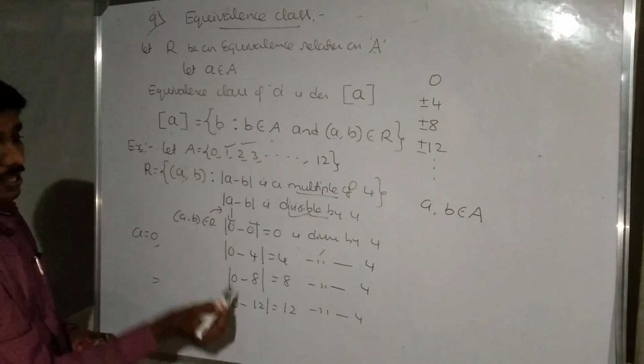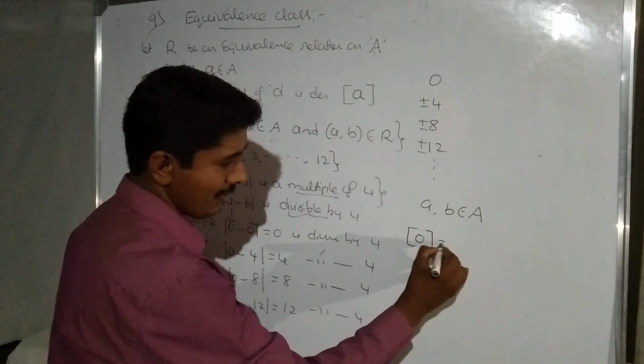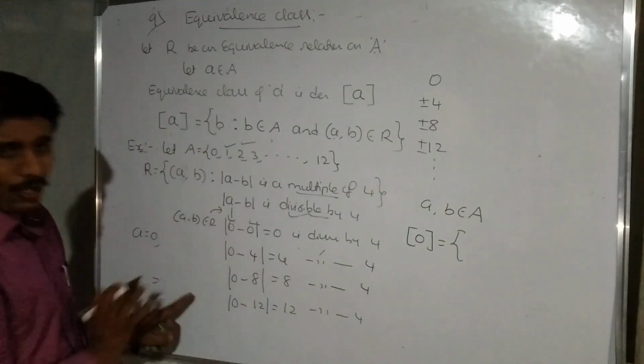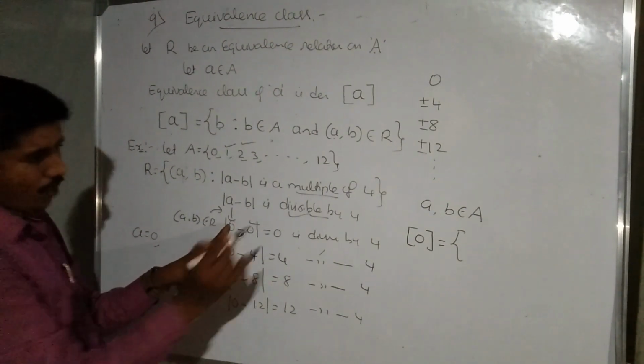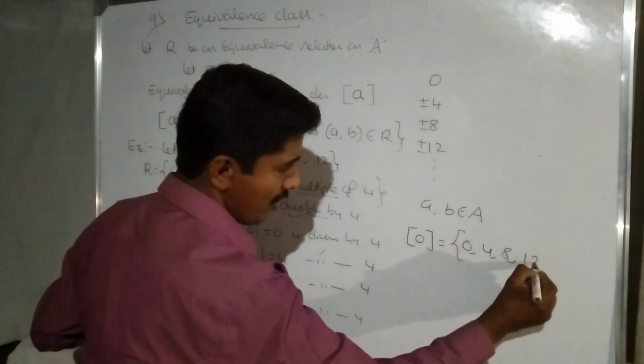is related to 0. Therefore, equivalence class of 0, denote within box 0. This is equal to the set of all those elements which are related to 0. Which are related to 0? 0, 4, 8, 12.